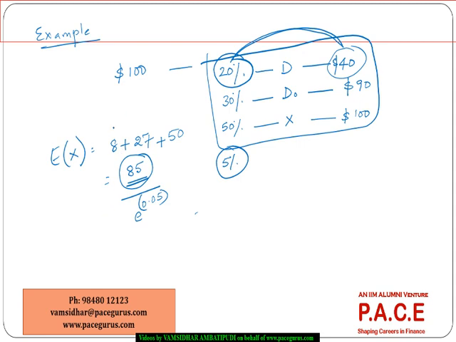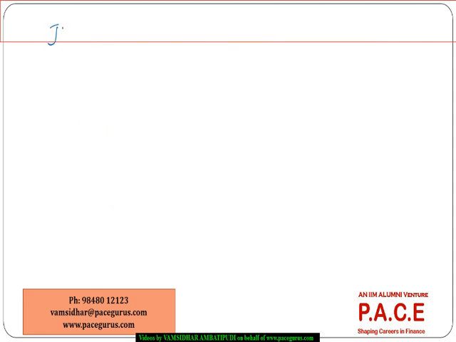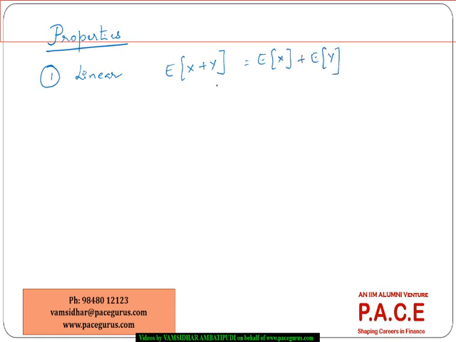Right? Now, let's talk about some of the properties associated with the expected value, something which can really help us in doing a lot of numericals. One, the expected value operator is linear. What do I mean by that? The expected value of x plus y is the same as the expected value of x plus the expected value of y. And if I am interested in finding the expected value of a constant times a variable, it is the same as the constant times the expected value of x.